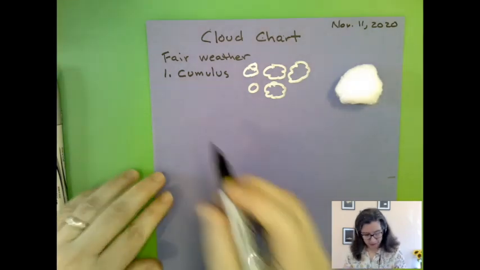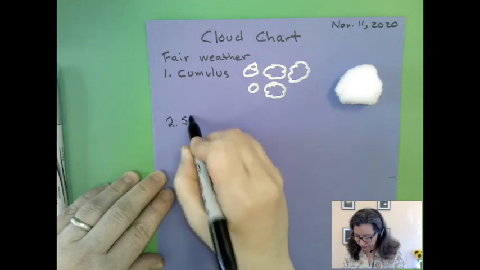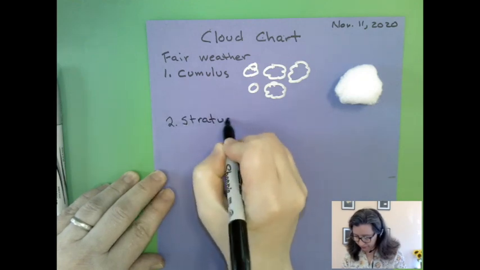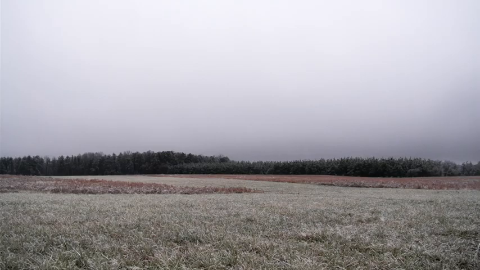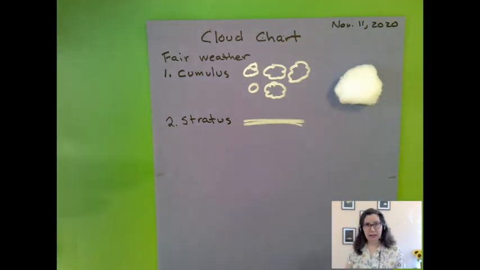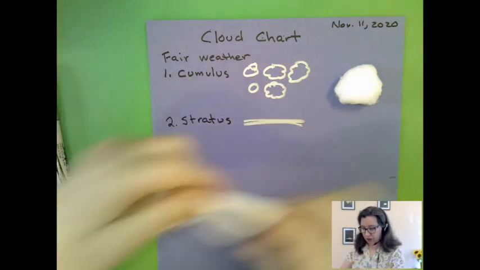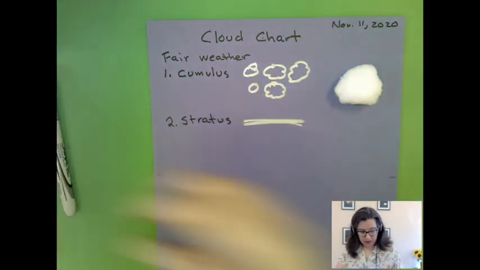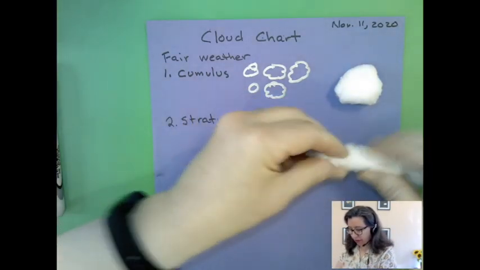Our second kind of cloud is called a stratus cloud. Stratus clouds are the kinds of clouds that cover the whole sky and they're like a big blanket. So if you looked at it from the side, it would look like a blanket in the sky. If you're using tissue, just use a thin strip of tissue. If you're using cotton balls, you need to stretch it out, make it into a thick layer.